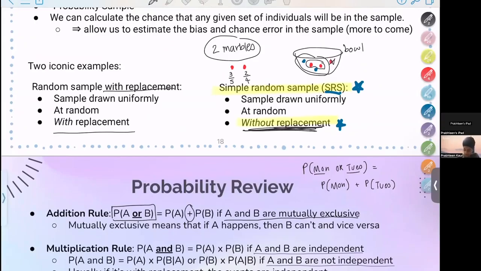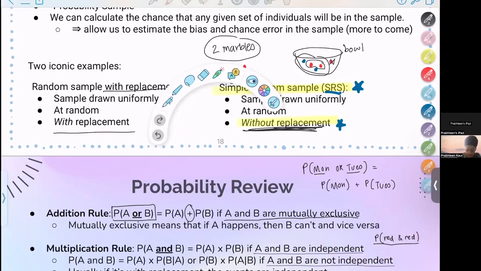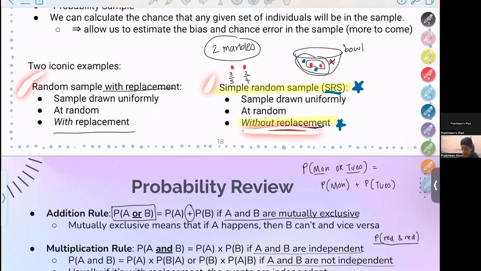If we continue the two marble idea, let's say the two events that I'm considering, A and B, are getting a red and a red. That's what I'm interested in calculating: the probability of getting a red marble and a red marble, both my first draw and second draw. Our sampling method, whether that's a random sample with replacement or a simple random sample without replacement, will affect what our probability will turn out to be. So let's do the first type first. We'll start off with a random sample with replacement.